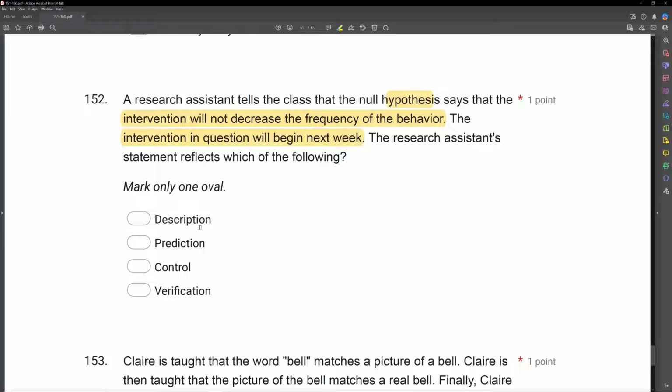So description comes first, but it's not A. Description, we're just describing the behavior we're seeing. We're describing empirically what we're seeing. We are on the prediction stage, or the research assistant is on the prediction stage because she's hypothesizing a possible correlation.